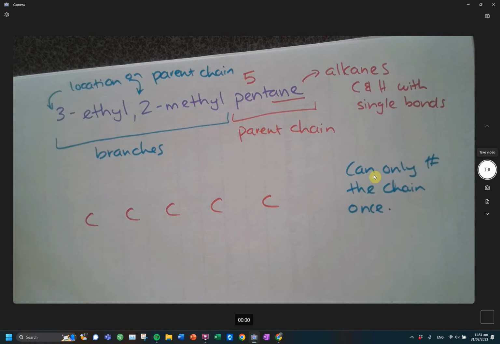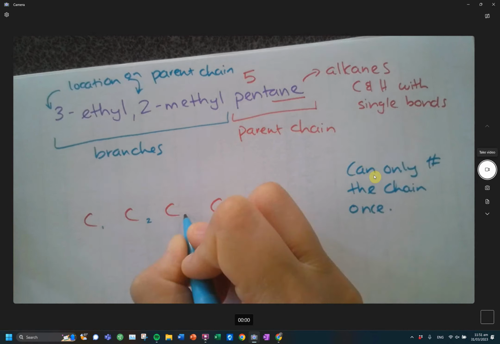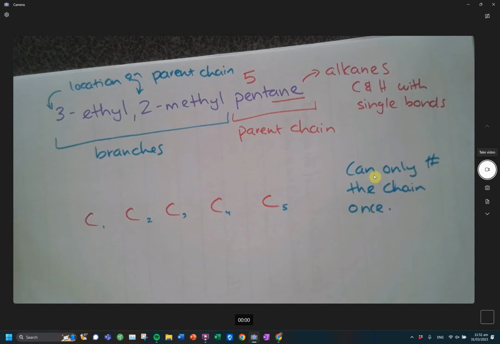I'm going to number it from left to right. That seems to just be the habit that I've gotten into, but if you go right to left, that's fine as well. So this is carbon 1, that's carbon 2, carbon 3, carbon 4, carbon 5. Now, you don't need to write those carbon numbers when you're doing the work. I'm just showing you it right now, so that way you can translate the information. Are you okay with that so far?